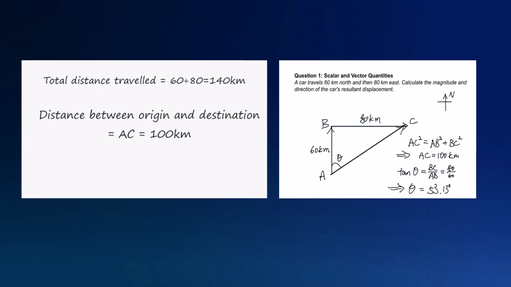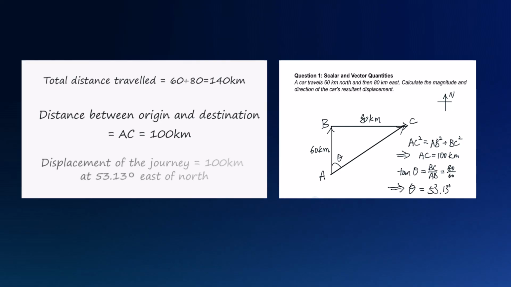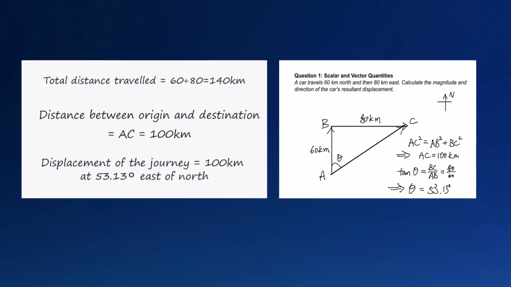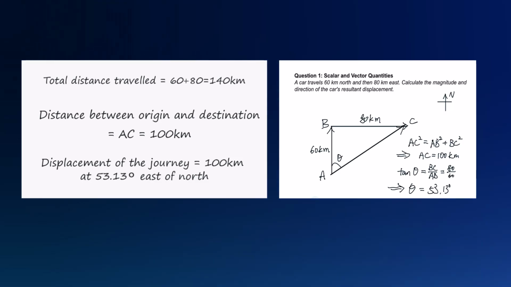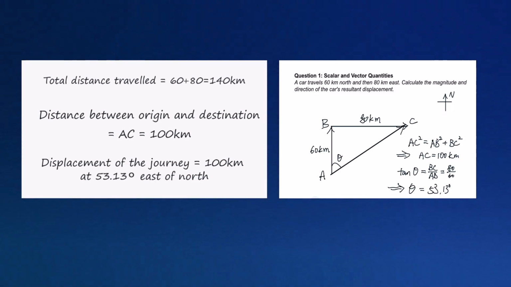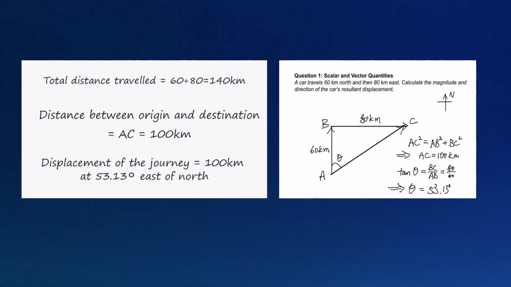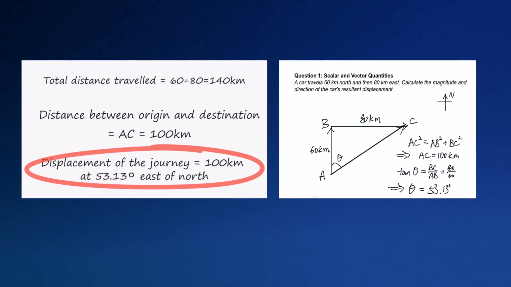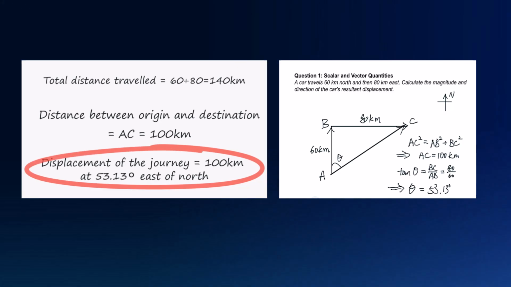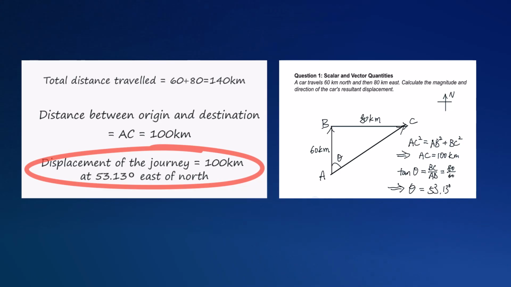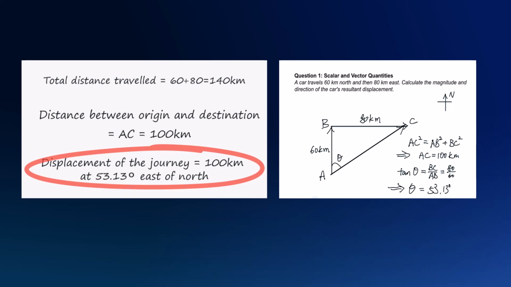The third one is the displacement of the entire journey. This is a vector quantity, meaning it must include both magnitude and direction. The displacement is 100 kilometers at 53.13 degrees east of north. Finally, referring to the question, the required answer is the displacement of the car. Therefore, the required answer is the third quantity we have calculated, which is 100 kilometers at 53.13 degrees east of north. Note that in an actual examination, unlike the question we have here, it may simply ask for displacement without explicitly stating both magnitude and direction are required.